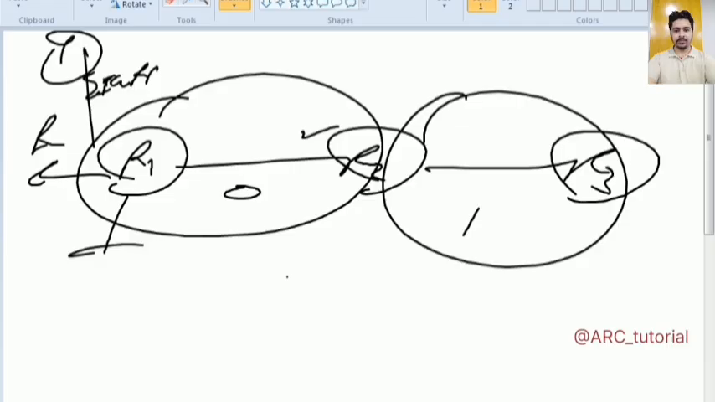So that whenever R2 receives this router LSA inside area 0 coming from R1, it will find the E bit. And if it finds the E bit, it means that it is working as an ASBR. Have you understood it or not? Yes, sir. Fine.